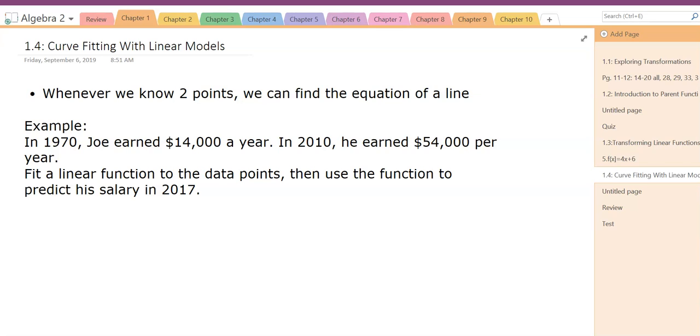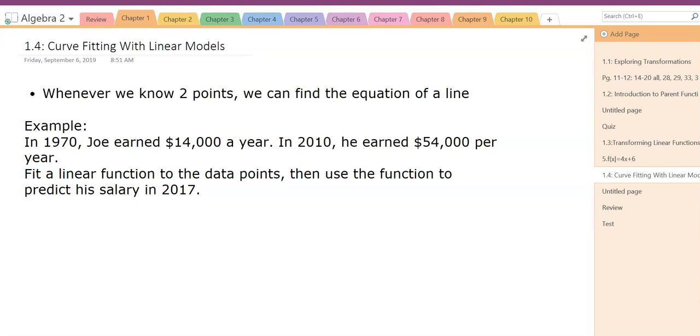All right, so we're going to get into something called curve fitting with linear models. What we're going to do is basically find the equation of our function, but it's going to be giving us a problem that's got real data in it. So it could be talking about, like, over a period of time, sales, whether they're increasing or decreasing, or maybe attendance at a sporting event, or the length of something over time. And so what they're going to ask us to do is to use the data to write an equation.